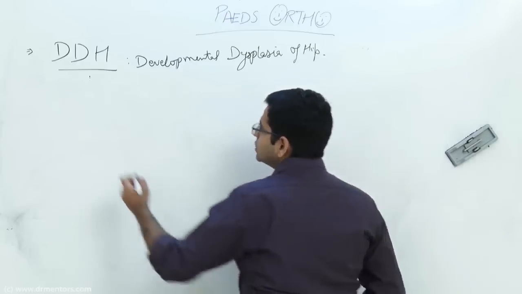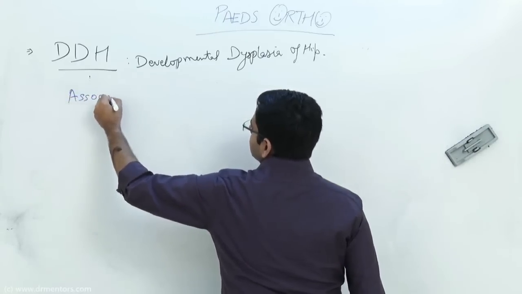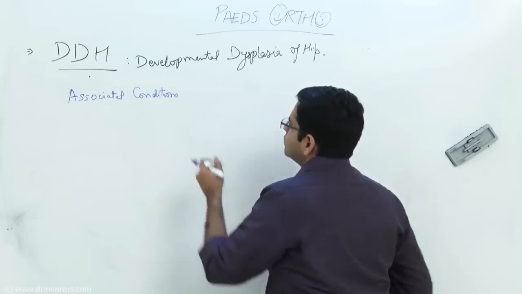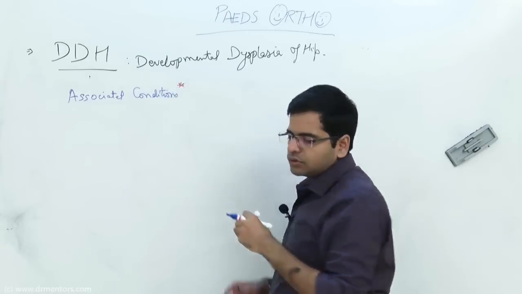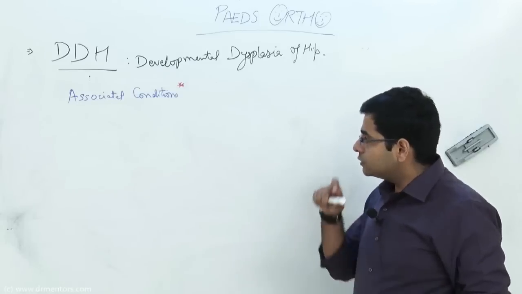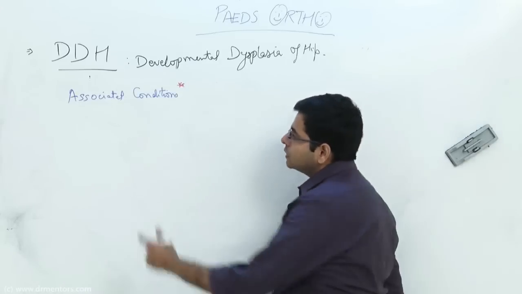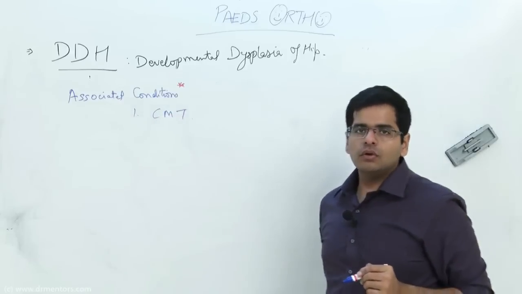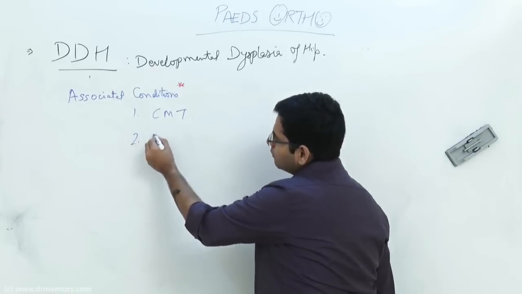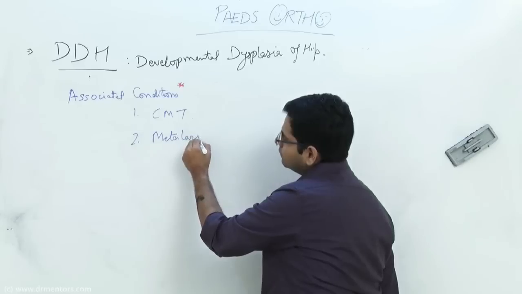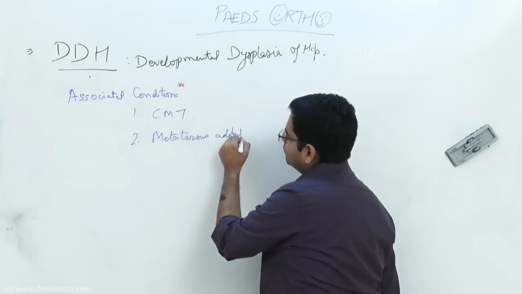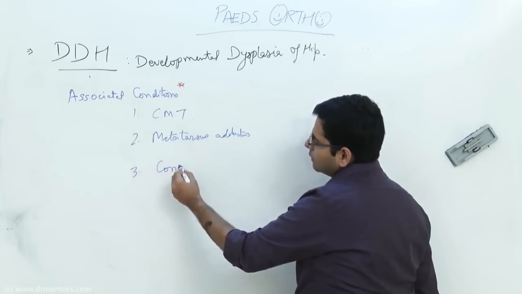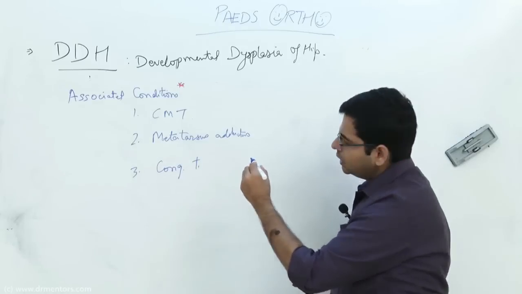Now let's move on to the associated conditions. Again, MCQs have been asked on associated conditions. Okay. Now associated conditions are: number 1, congenital muscular torticollis, metatarsus adductus, congenital knee dislocation.